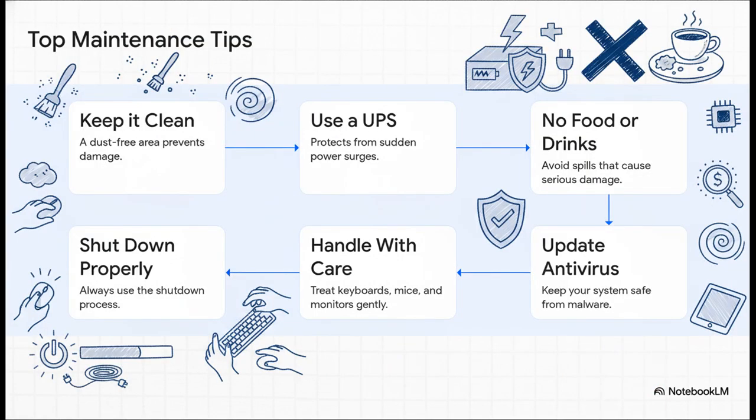Okay, so here are the pro tips straight from the expert. First, keep your workspace clean. Dust is a computer's worst enemy because it traps heat and can fry the components. Next, get a UPS, an uninterruptible power supply. It's like a bodyguard for your computer during a storm, protecting it from power surges. The no food or drinks rule? That one's pretty obvious, but seriously, one little spill can be game over. Keep your antivirus updated. And finally, always shut down your computer properly. Just yanking the plug is really bad for the system. It's like being shaken awake instead of waking up naturally.